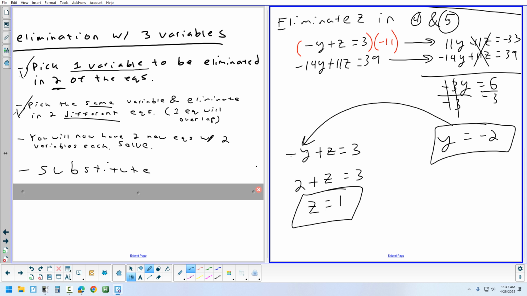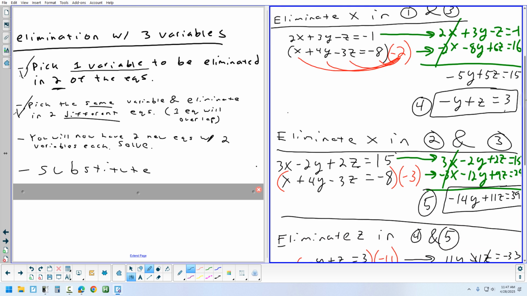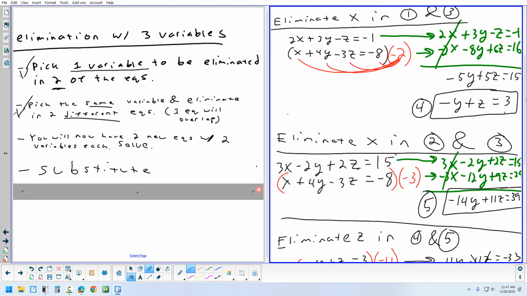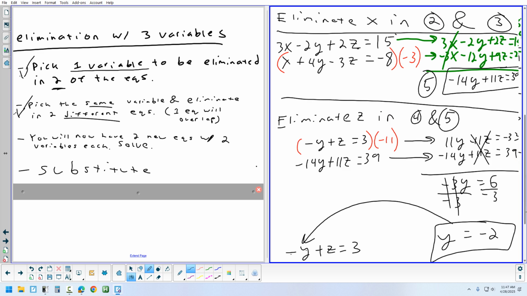X. To find x, could you use equations 4 or 5? No, you eliminated x. You have to go back to the original. Which one do you think would be the easiest to find x? 3. I would pick 3 because this already has a 1 in front of it. Okay? X plus 4y minus 3z.